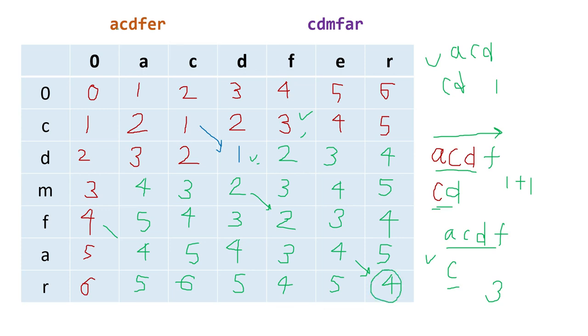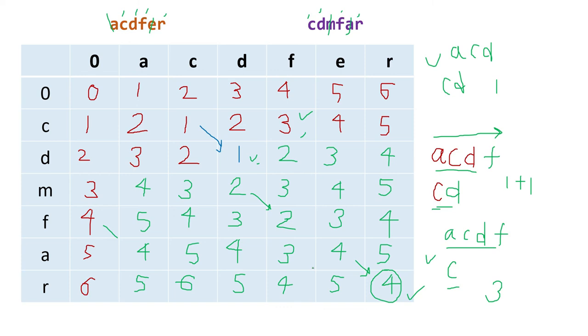Because if you look here, the string was ACDFER and CDMFAR. So the common part will be, I guess, C, D, F and R, right? So C, D, F and R will be common part. And to achieve that, we have to delete A and E. And from this string, we have to delete M and A. So total 1, 2, 3, 4. So total 4 deletions we need to make them equal.